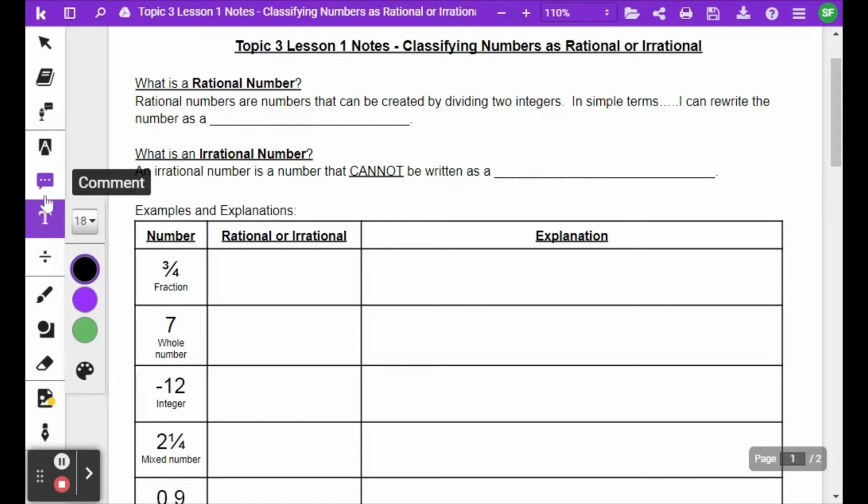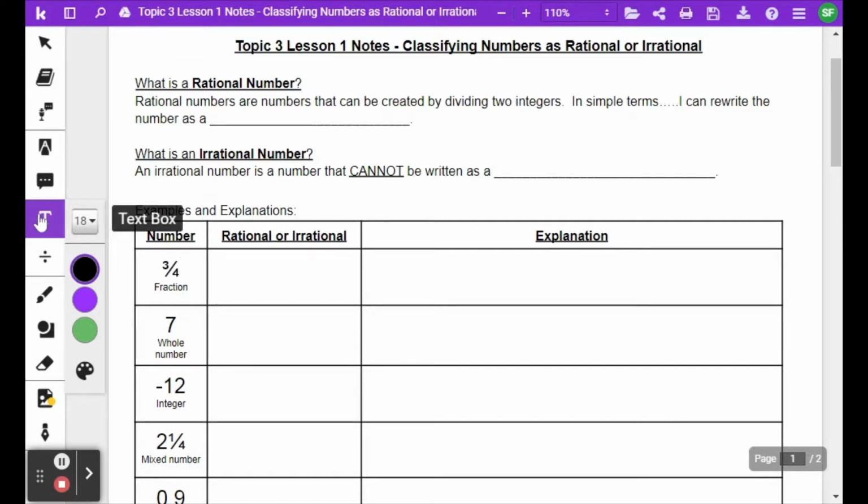Hello, everyone. Sitting in my living room on this nice, lovely afternoon, recording this topic 3, lesson 1 set of notes on classifying numbers as rational or irrational. Just some vocabulary to go over real quick.